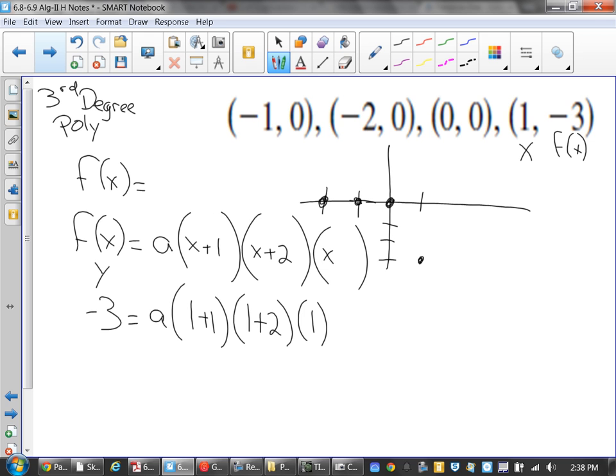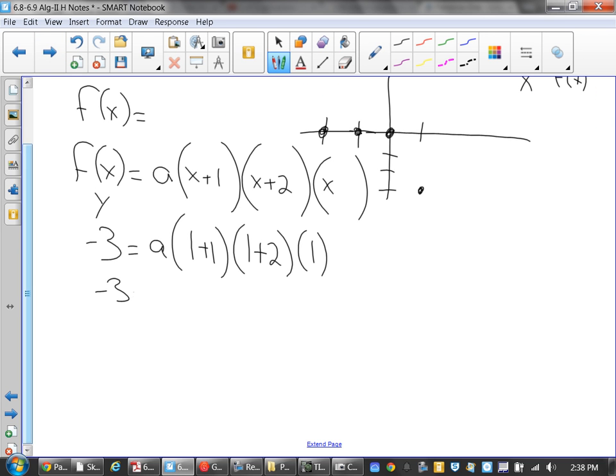At this point, it's just a matter of order of operations. You get 1 plus 1 times 1 plus 2 times 1. What do you get? 3. 6. Okay. Negative 3 is 6A. And now what's your A value again?